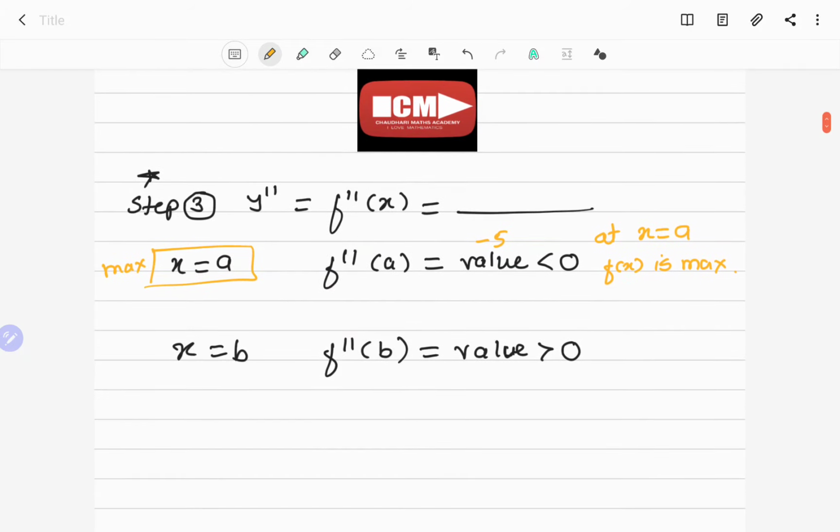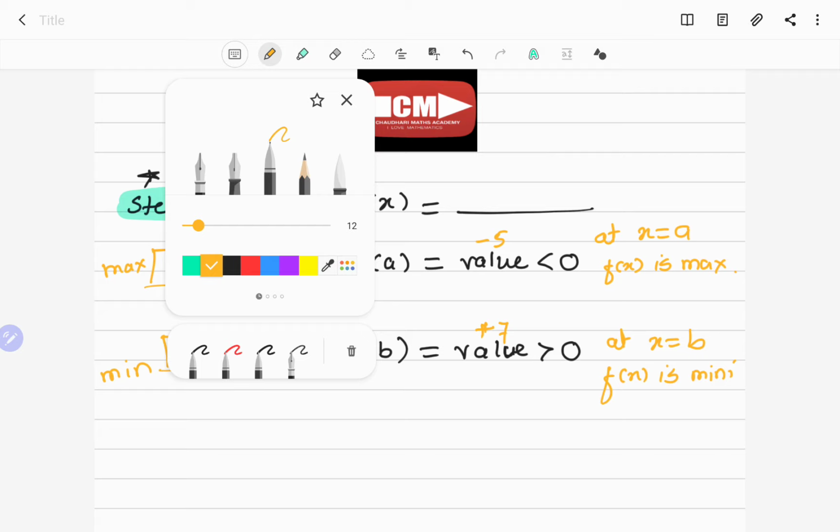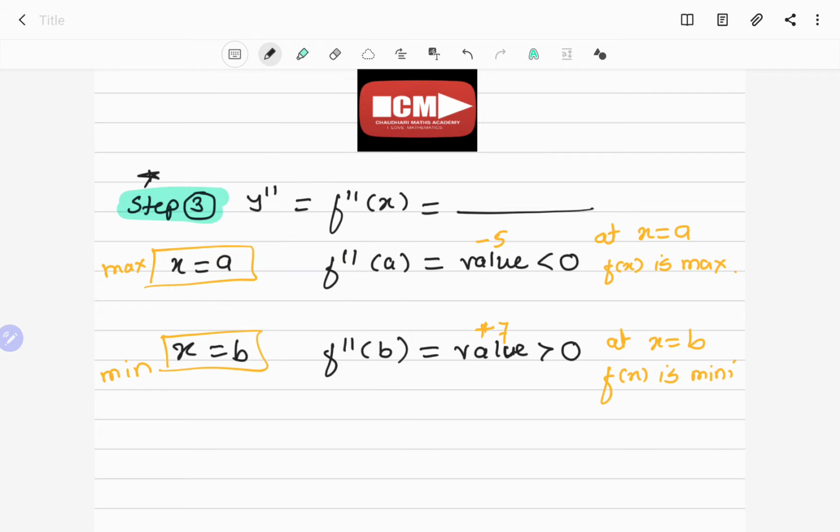Then if you substitute x equal to b and the value is positive, like +5 or +7, then the conclusion is that at x equal to b, f of x is minimum. So at x equal to b, we say minimum if the second derivative is positive. Friends, this is a very important step number 3 that you have to observe carefully, because on the basis of the second derivative we decide where exactly maxima and minima occur.